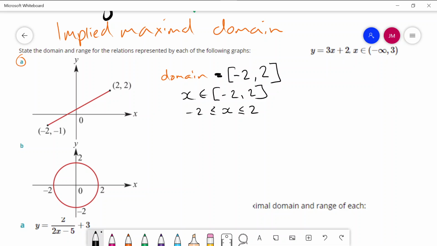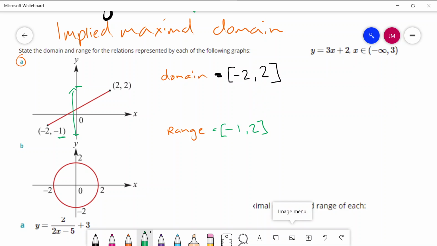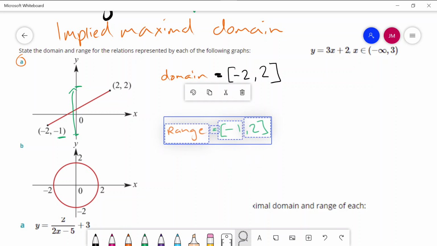Okay? Then for the range, we're doing the same, but this time we're doing it for the y values. So the smallest y value is at -1, which would be here, and it goes up to +2 as well. So we write [-1, 2], or y belongs to [-1, 2], or -1 is less than or equal to y, which is less than or equal to 2. Okay? Again, they're just ways of writing the same thing. So let's leave it just as the top two for now, and we'll use this notation more frequently throughout this chapter.